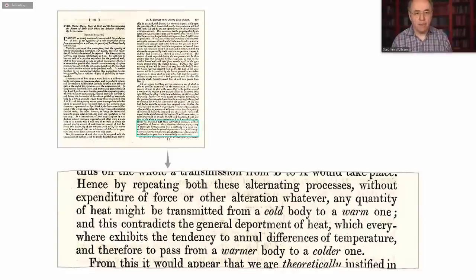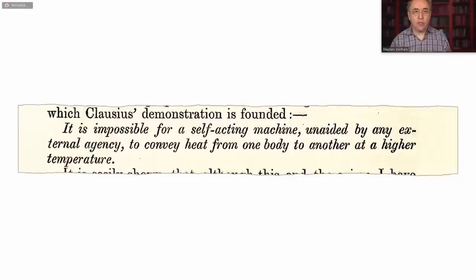And when Kelvin quotes what Clausius has said, Kelvin quotes it as, it is impossible for a self-acting machine unaided by any external agency to convey heat from one body to another at a higher temperature. So Clausius has it sort of embedded in this big block of text. Kelvin pulls it out and says, this is really important.